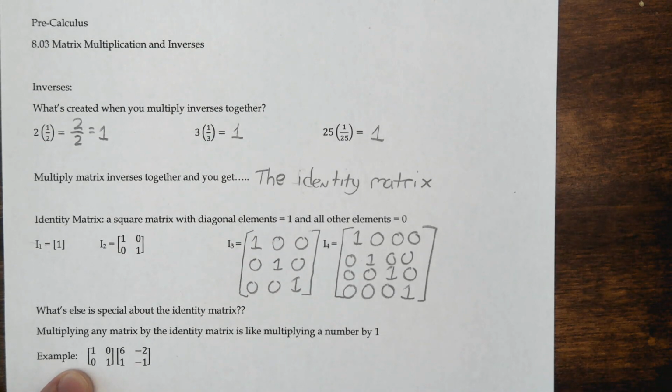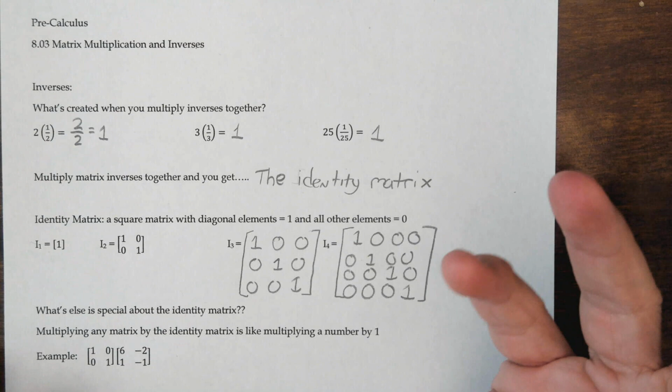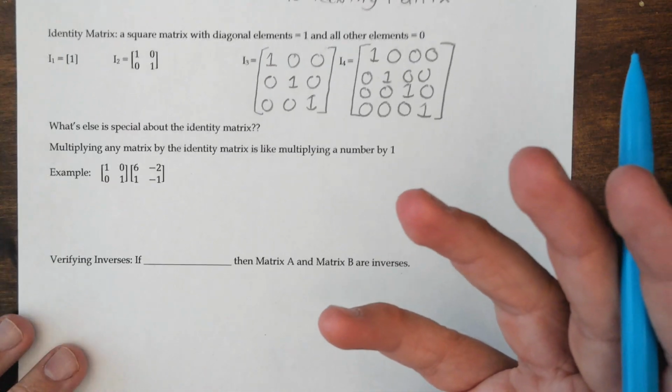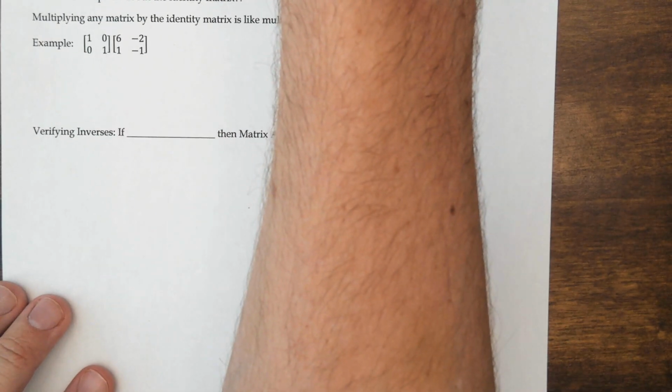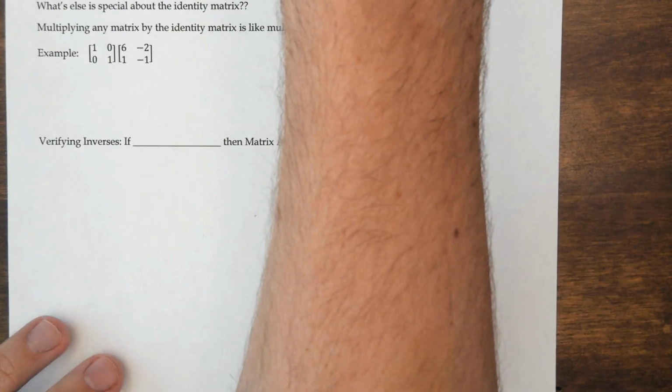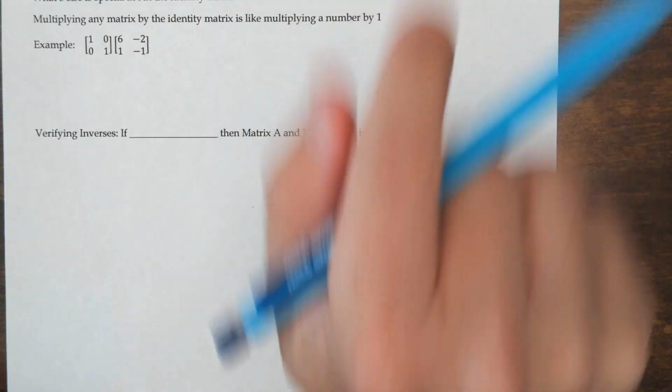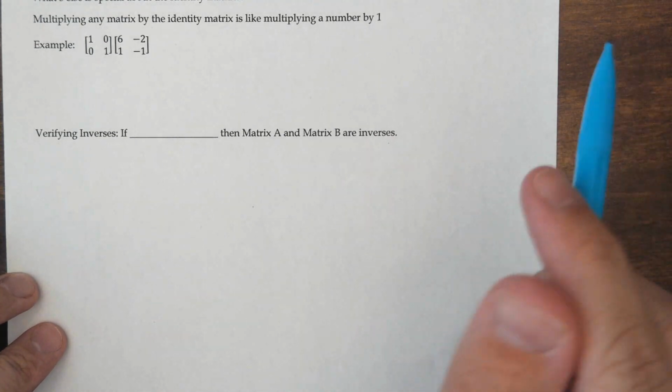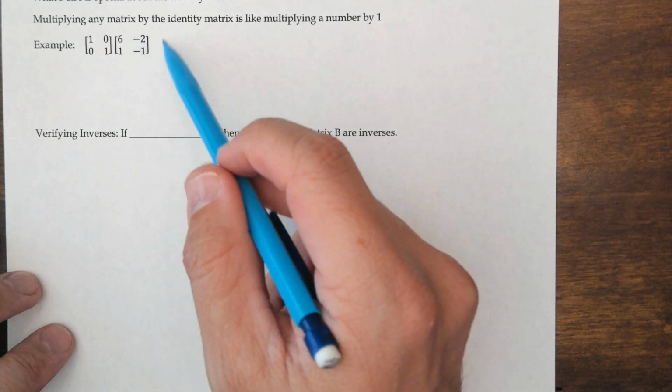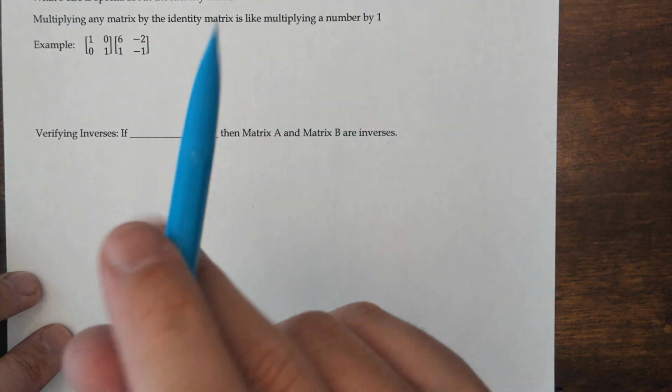So that's the goal today, right? So if we want to know whether two matrices are inverse to each other, we're going to multiply them together, okay? And we should get the identity matrix if they are, okay? So what else is special about the identity matrix? Well, I just said it helps us to determine if two matrices are inverses of each other. So let's go ahead and let's look at this example here, okay? So if I multiply any matrix by the identity matrix, it's like multiplying a number by 1. So when I multiply these together, I should get this same matrix here. So let's go ahead and let's do that.